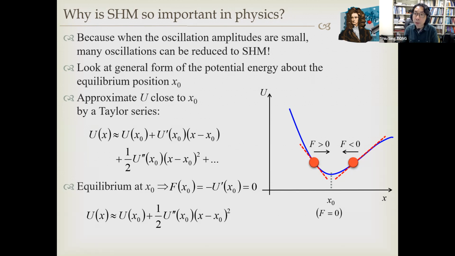But I'm going to show you that, in fact, most of the oscillation that we encounter in daily life, whenever the amplitude of the oscillation is sufficiently small, can be approximated as simple harmonic motion. Now, this statement is rather general. It does not only apply to a spring-mass system or even a pendulum. It applies to almost every form of oscillation, including, for example, molecular oscillation.